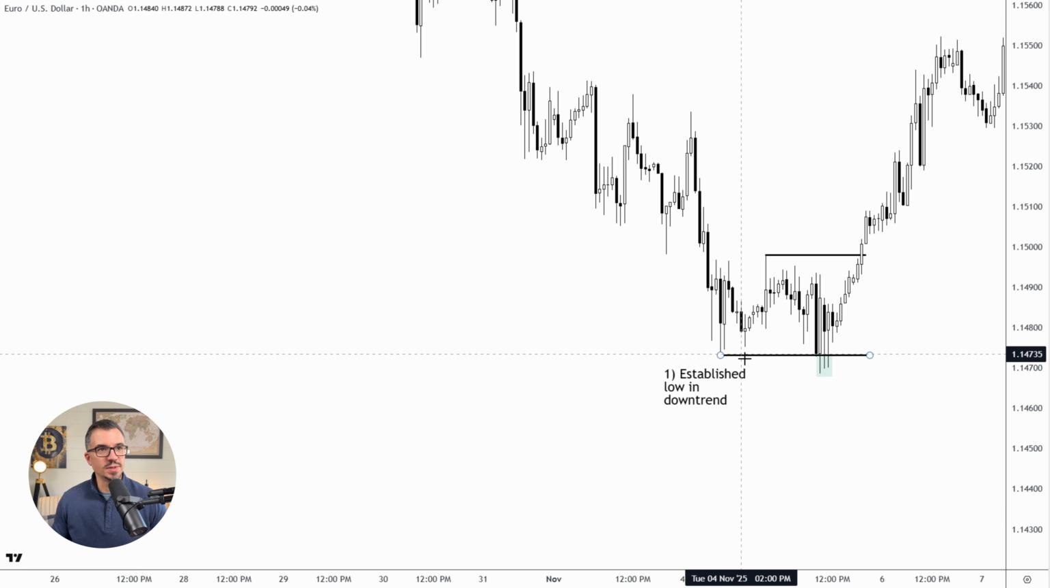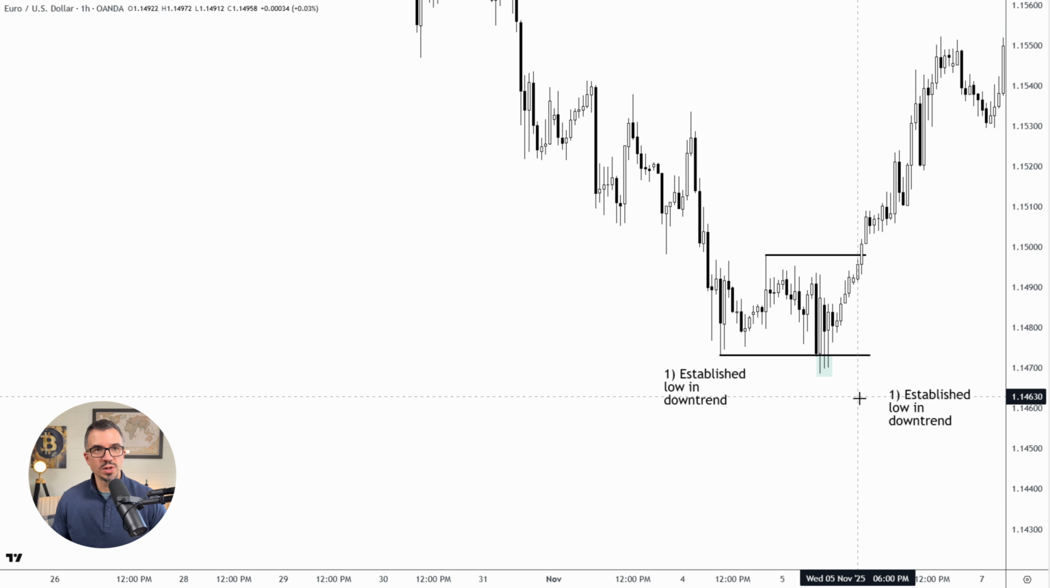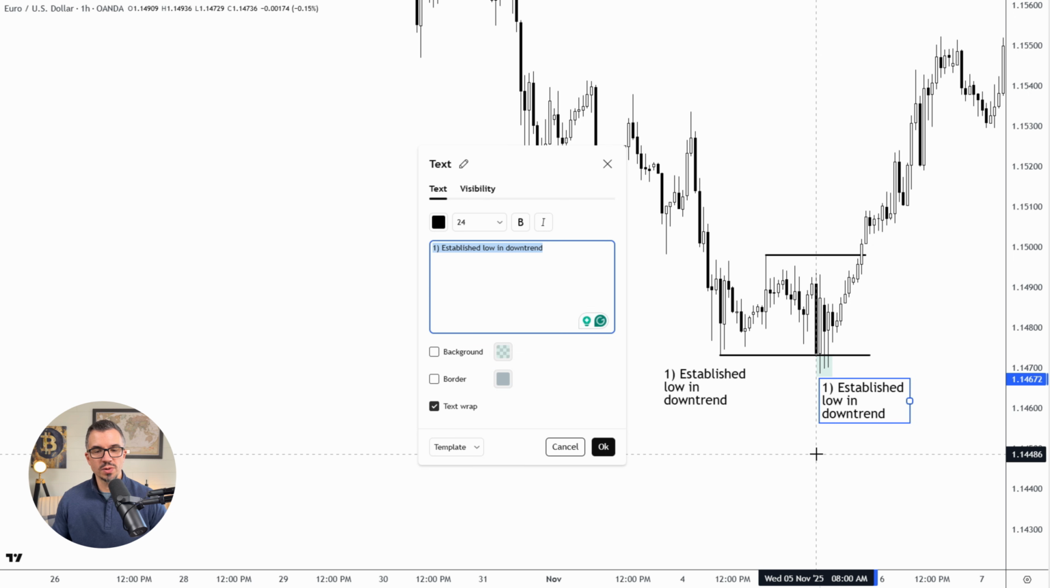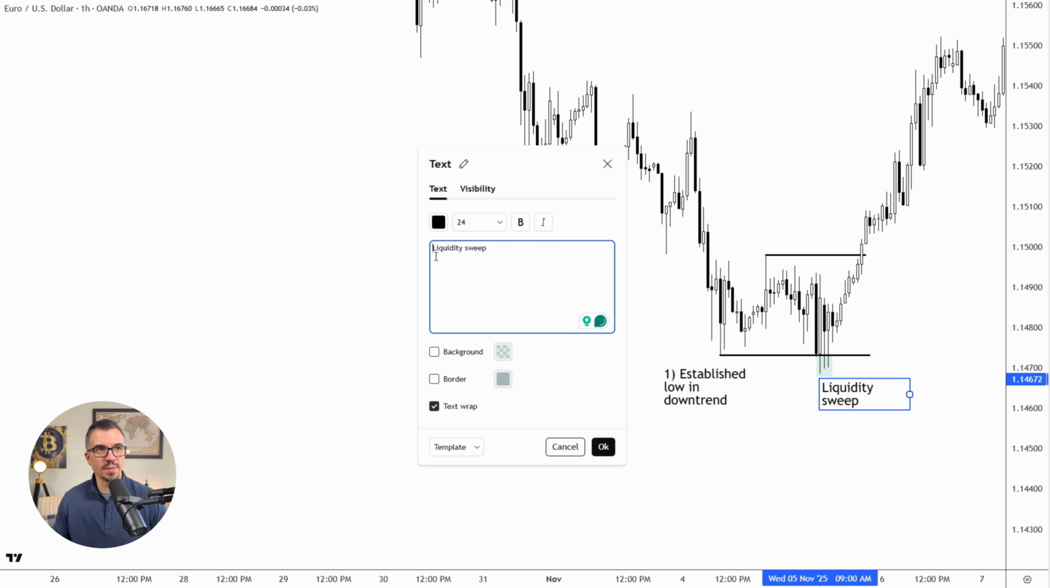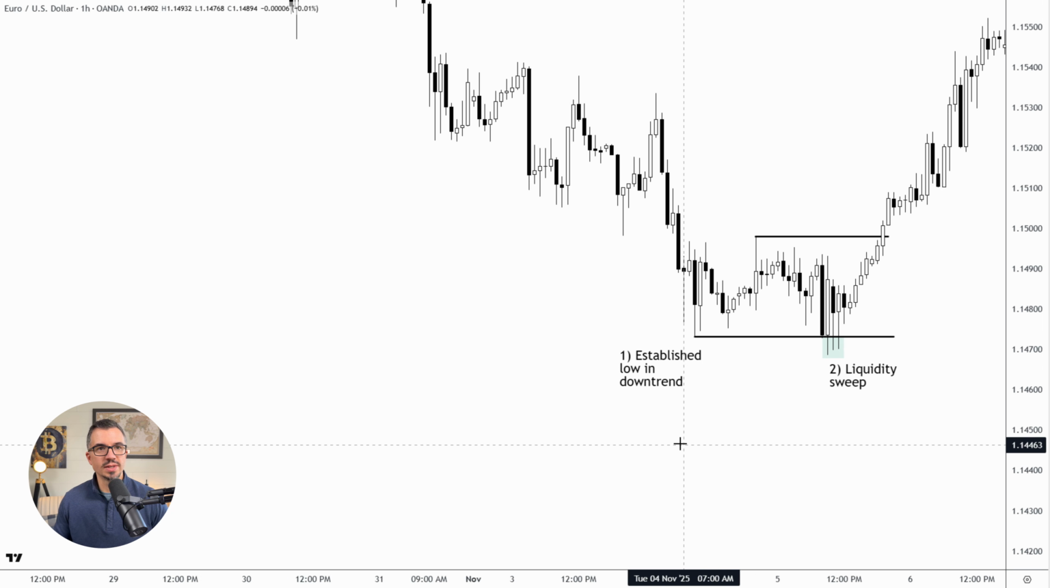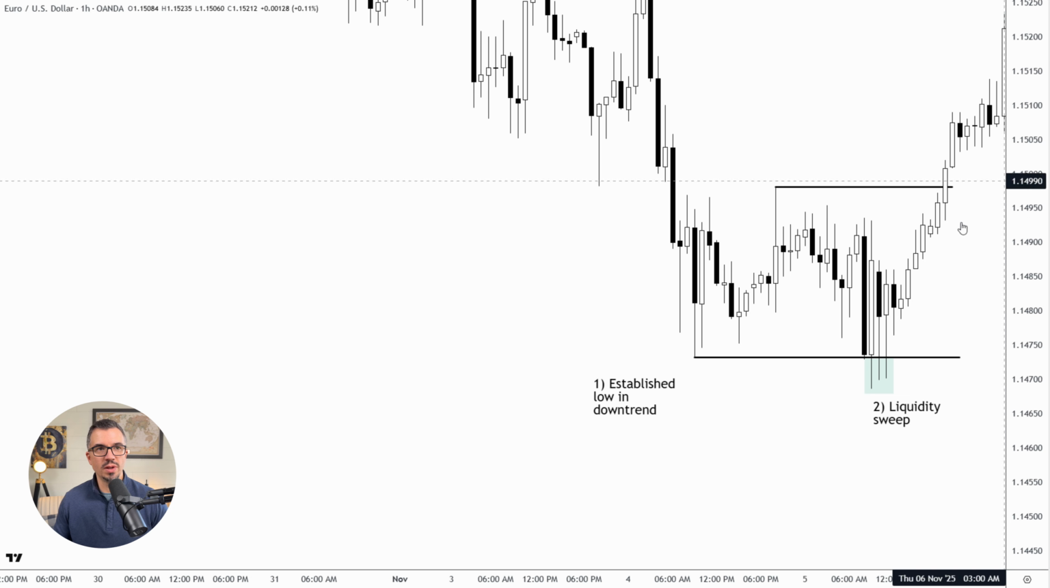And then step 2, as you can imagine, this over here is the liquidity sweep, also called a liquidity grab. So this right here is our sweep of the first low. Let's label this step number 2, just to keep it nice and clean. Step number 2 is to wait for that liquidity sweep below this low over here.